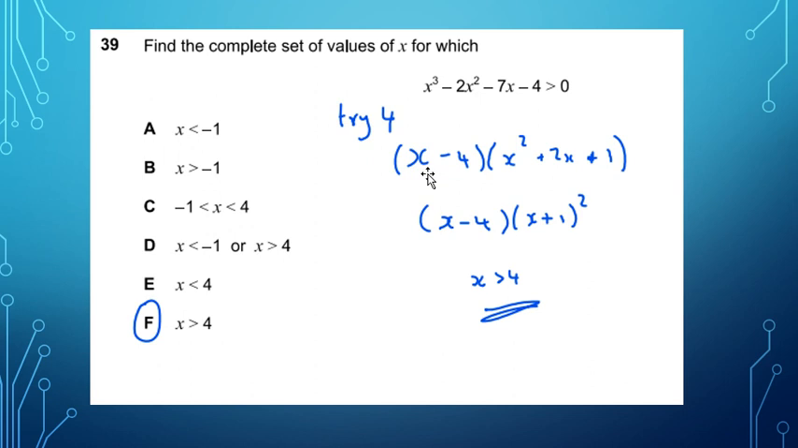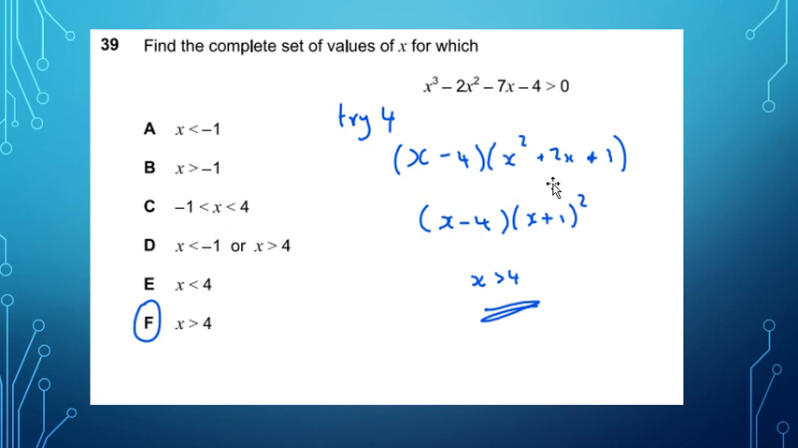So you can use x minus 4 as a factor. Either you divide it into the cubic, or more quickly factorize by inspection, and you get this factorization. Or if you were doing division, you'd get that quadratic factor, which is just a perfect square, x plus 1 squared.